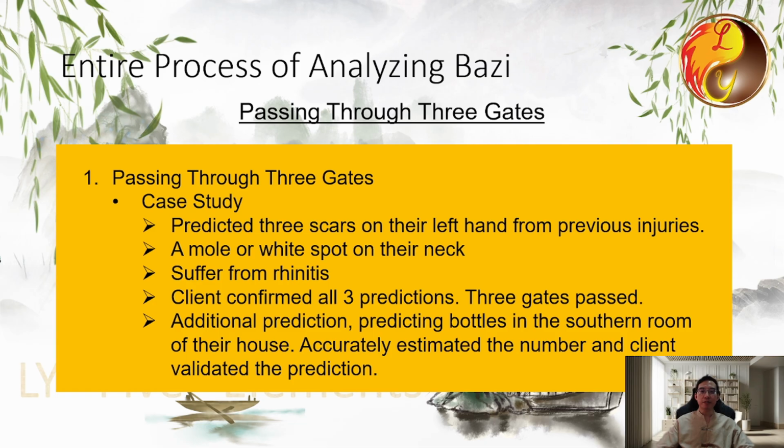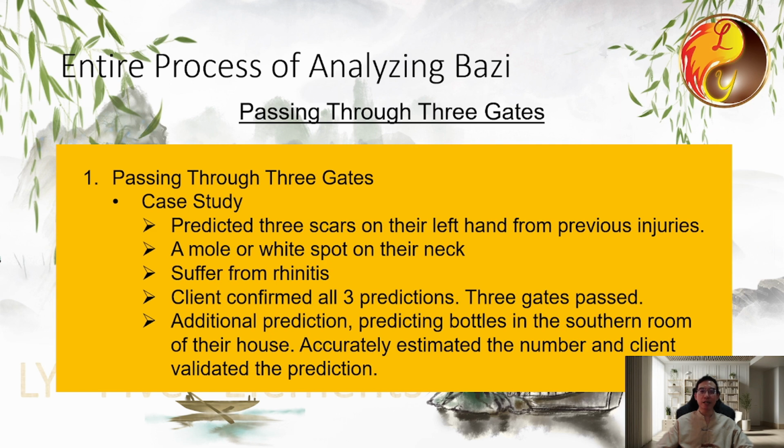Then I told them that they have a mole or a white spot on their neck. Upon checking, they confirmed the presence of a small mole, which validated my prediction, passing the 2nd gate. Next, I mentioned that they suffer from rhinitis. The client confirmed this, so this was the 3rd gate passed.